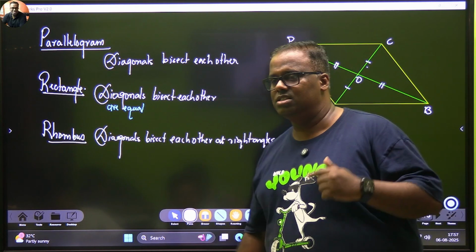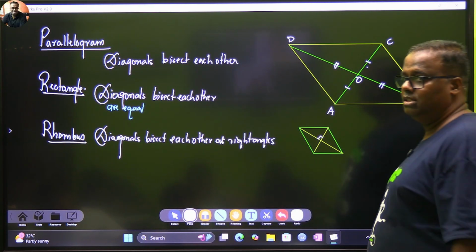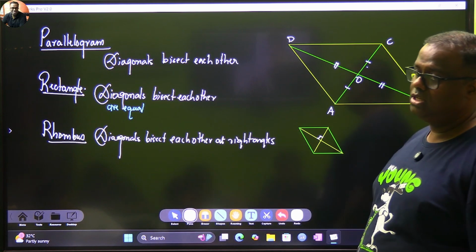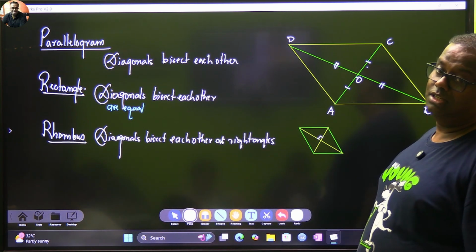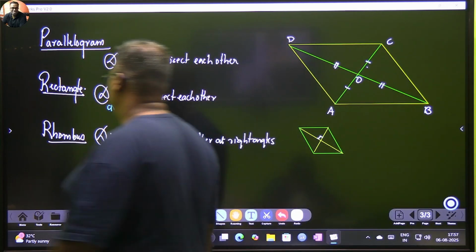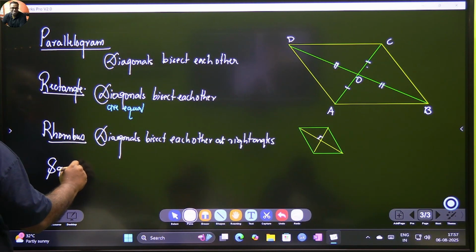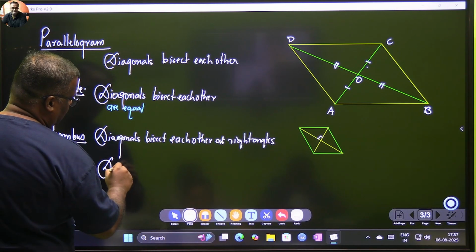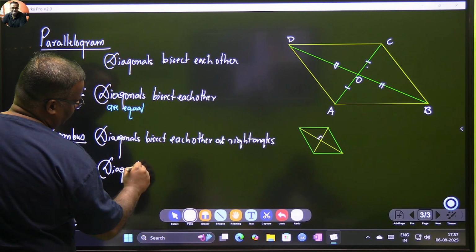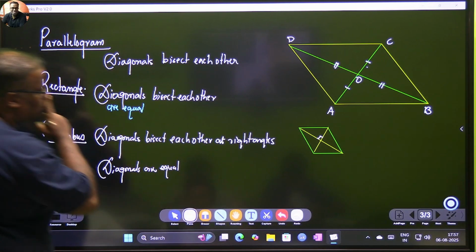Rectangle, diagonals are equal. Parallelogram, diagonals are not equal, but they bisect. Then when we come to a rhombus, they bisect. Bisection will be there in all, but they bisect at 90 degrees. Yeah, very good. Now we take a square. In a square, the diagonals are equal. So square will follow everything.